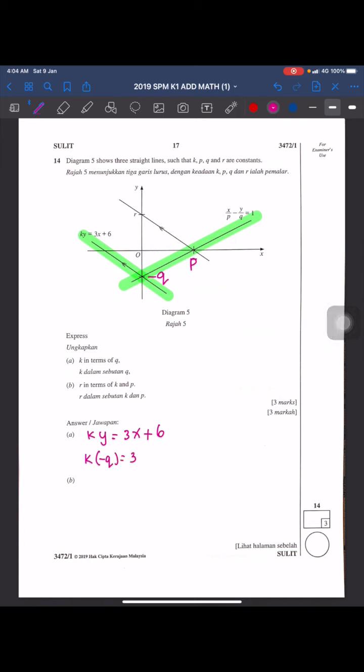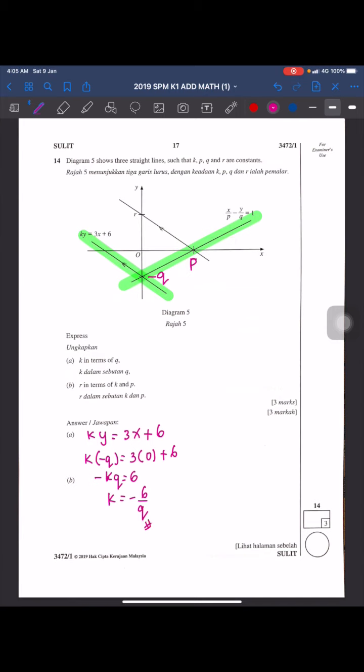K, negative Q, 3. So x-intercept kita adalah 0 plus 6. So negative KQ is equals to 6. So K is equals to negative 6 over Q. Okay. So settle first part.